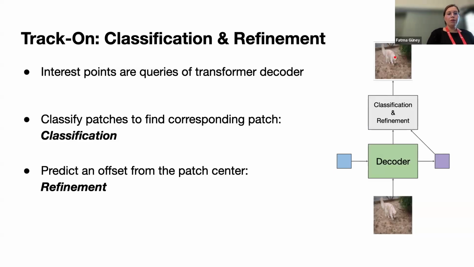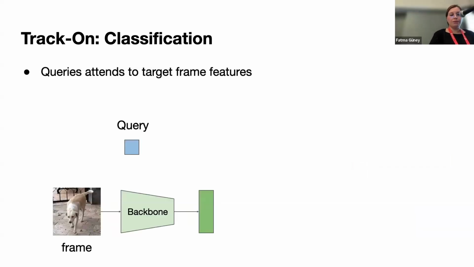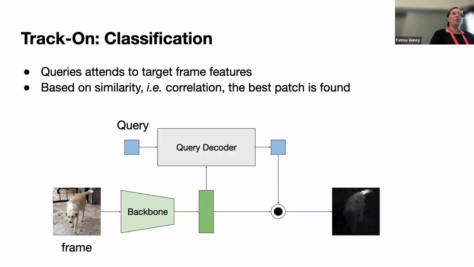How does it look? First, we encode the target frame, then treat interest points as queries of the transformer decoder attending to the features of that target frame. Then we calculate similarity using dot product. This is like cost volumes, the same idea. And then the highest activation gives us the rough patch location on this similarity map, right?